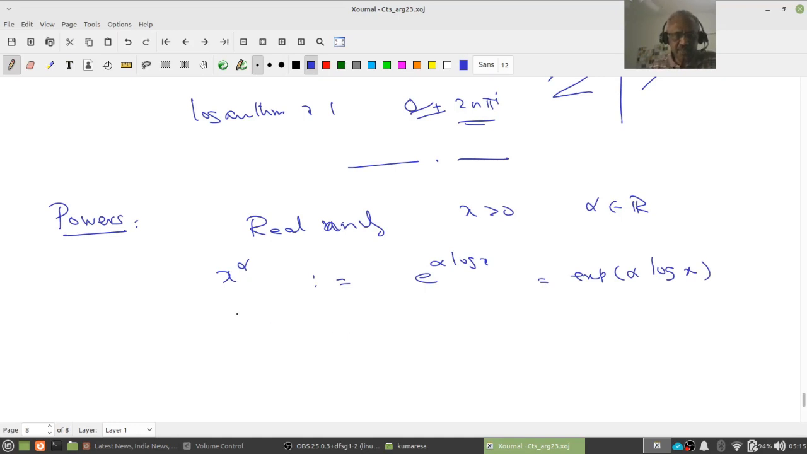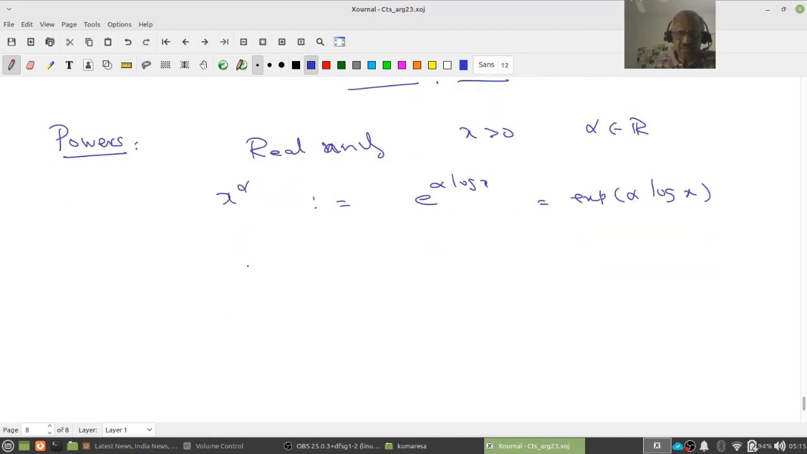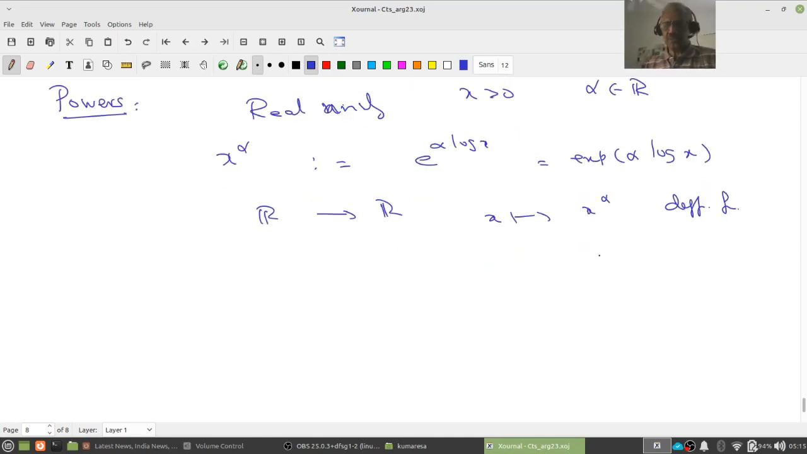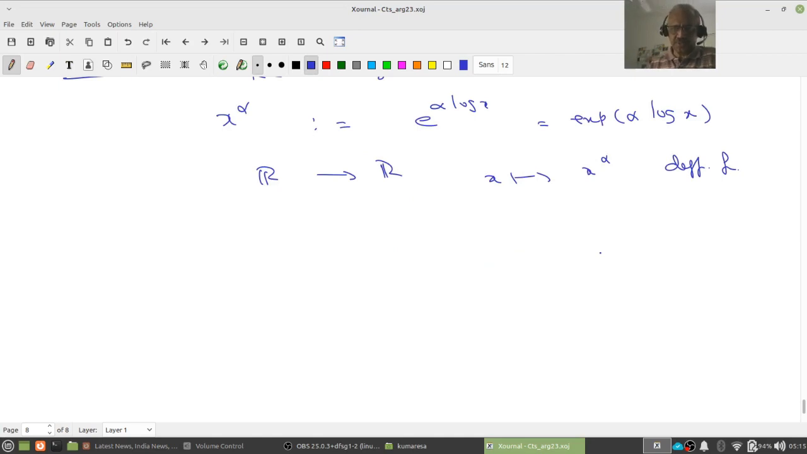Then we know x power alpha is differentiable. Its derivative is, as I said, whatever it is. So this is a function from R to R, x going to x power alpha. This is a differentiable function. If alpha is 0, it's a constant function. Therefore, it's differentiable. Otherwise, it's exponential alpha log x. We'll make sure that you know how to do that. Now, how to define z power alpha?